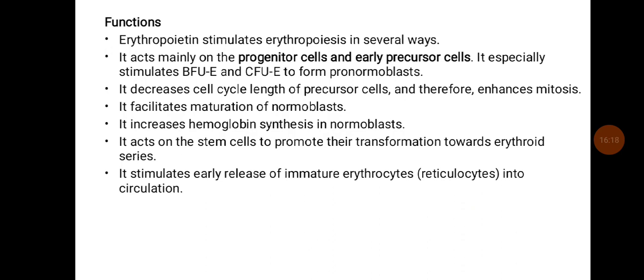Functions of erythropoietin: it stimulates erythropoiesis in several ways. It acts mainly on the progenitor cells and early precursor cells, especially stimulating BFU-E and CFU-E to form pronormoblast. It decreases the cell cycle length of precursor cells and therefore enhances mitosis. It facilitates the maturation of normoblast. It increases the hemoglobin synthesis in normoblast. It acts on the stem cells to promote their transformation towards the erythroid series. It stimulates early release of immature erythrocytes, that is reticulocytes, into the circulation.